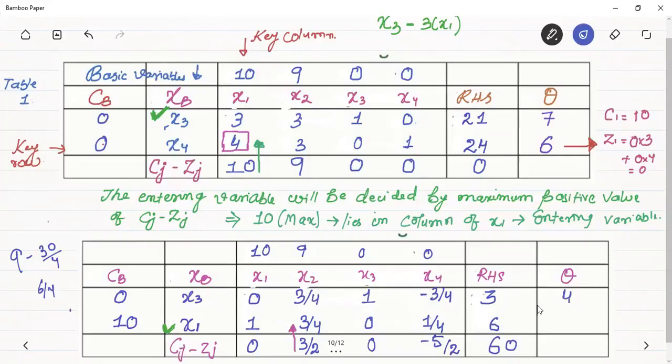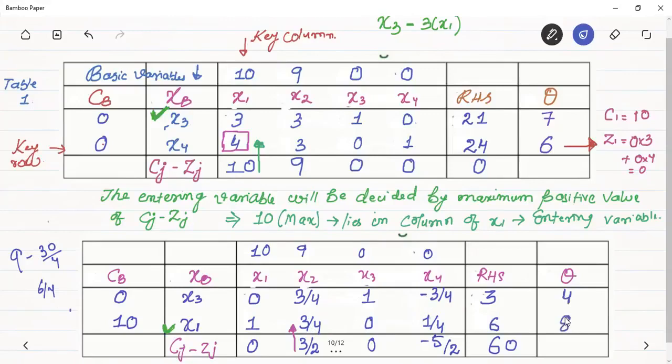4. What about this 6? RHS is 6 divided by the corresponding element in the key column, that is 3 by 4. 6 divided by 3 by 4 कितना हो जाएगा ये? 8. Yes, sir. 6 divided by 3 by 4 is 8.